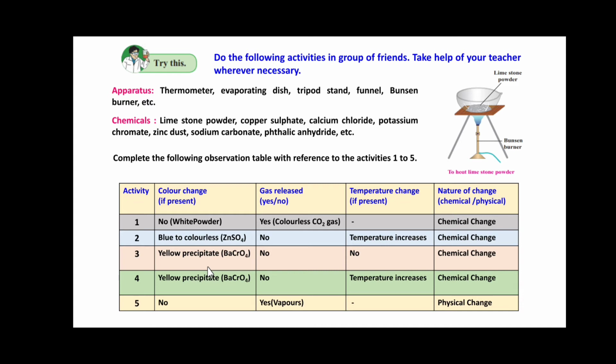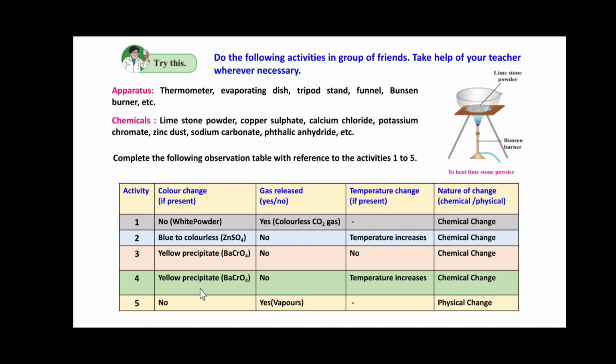Third activity that we are going to do is add a potassium chromate solution to barium sulfate solution. Potassium chromate K2CrO4 and barium sulfate BaSO4 solution. When you write the balanced equation, that will be BaSO4 plus K2CrO4. Here BaCrO4 precipitate is formed and K2SO4 is forming. So here again you will see that yellow precipitate of this barium chromate is forming. No gas is released, no temperature changes, chemical reaction this one.